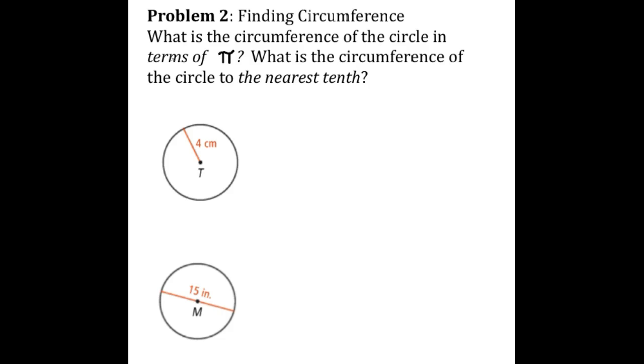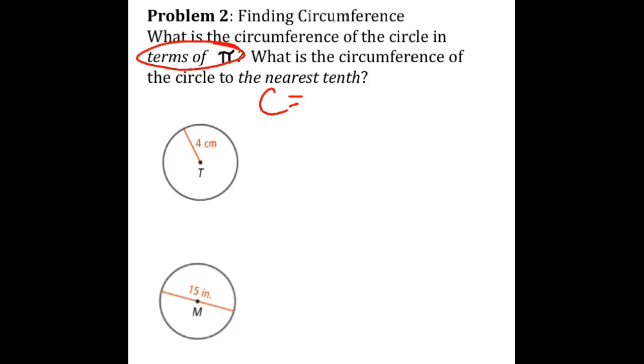All right, so if you look back at a page in your notes, you can see the circumference and the area notes for a circle. We're asked to find the circumference of the circles in terms of pi, and what is the circumference of the circles to the nearest tenth. So we're going to find it exact and we're going to find an approximation. Exact is in terms of pi.